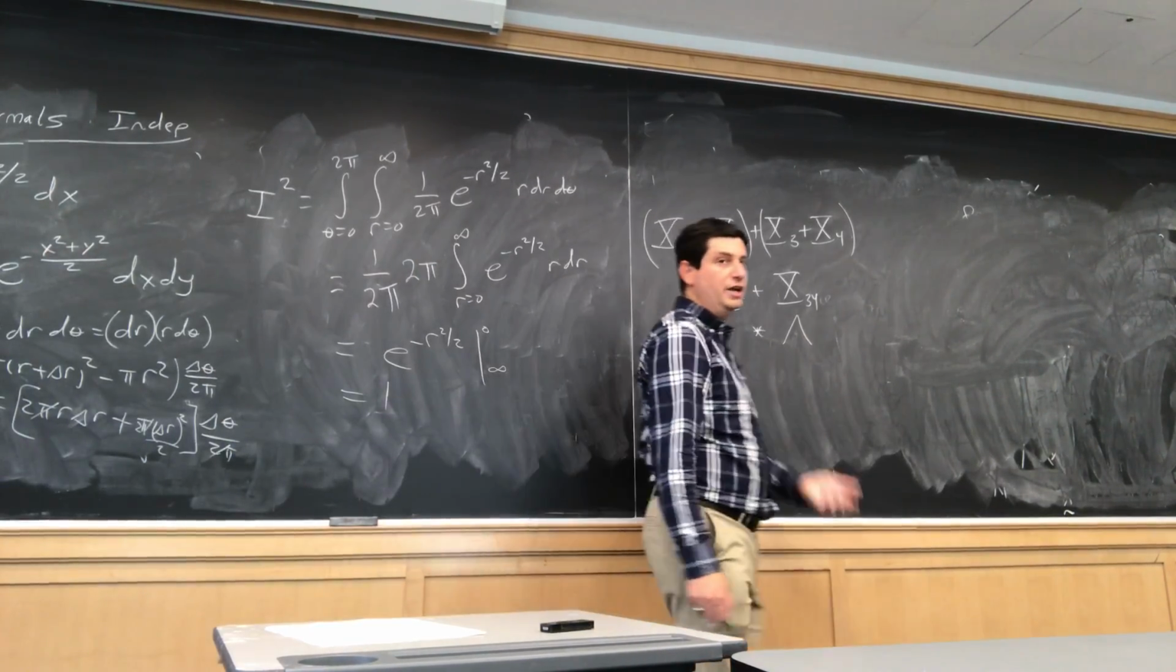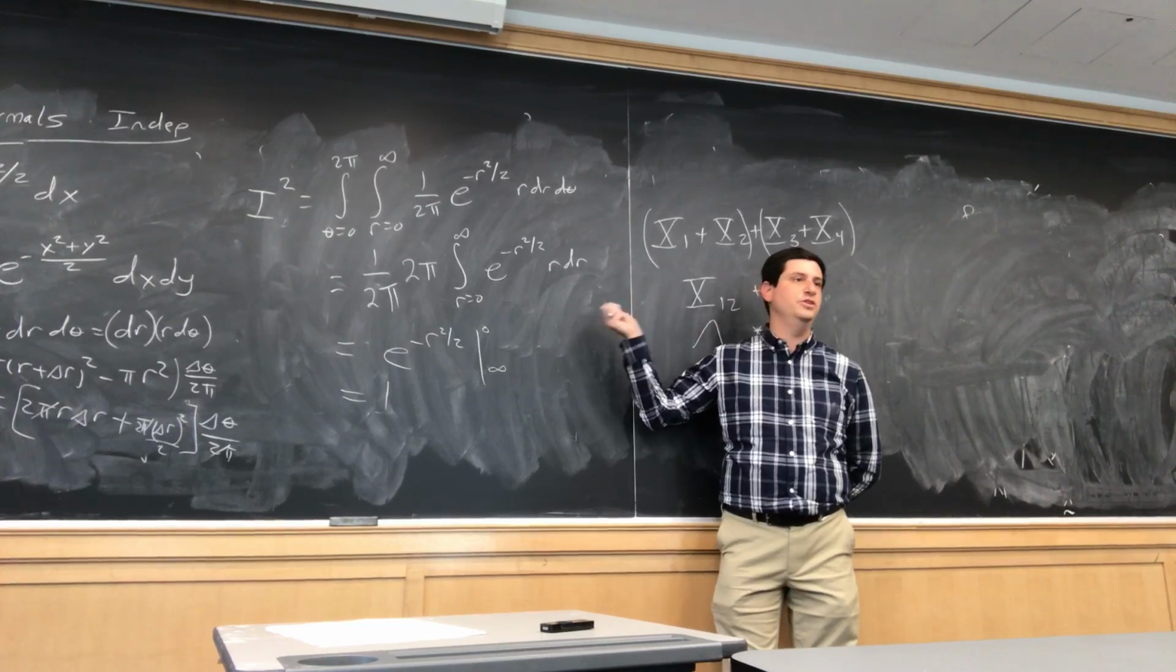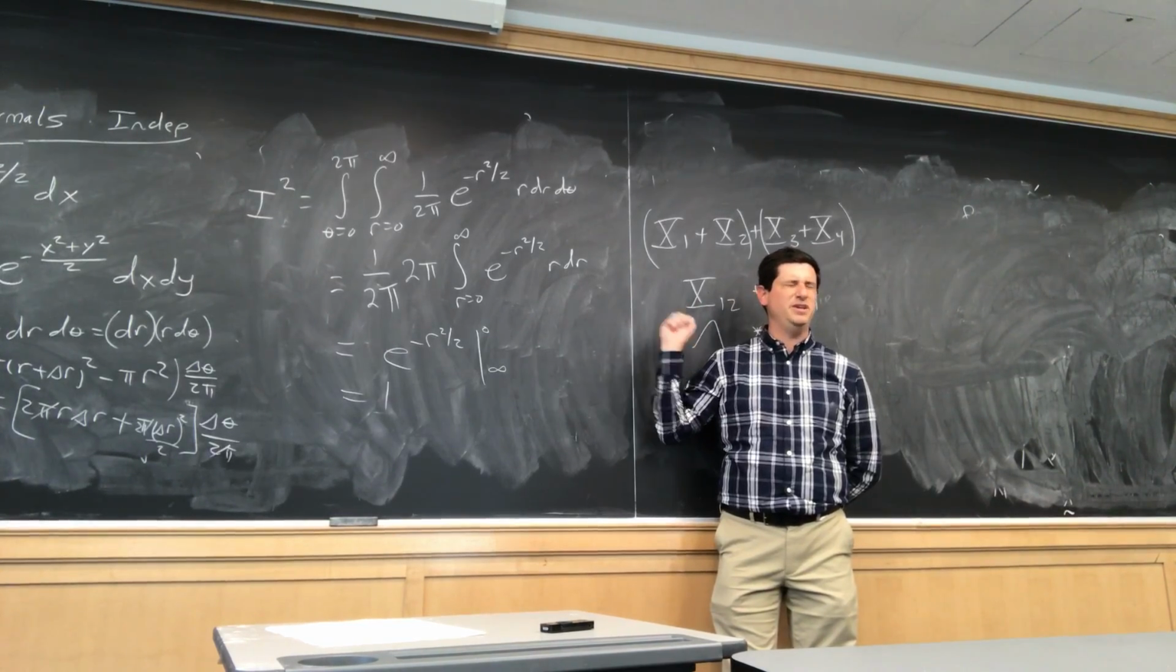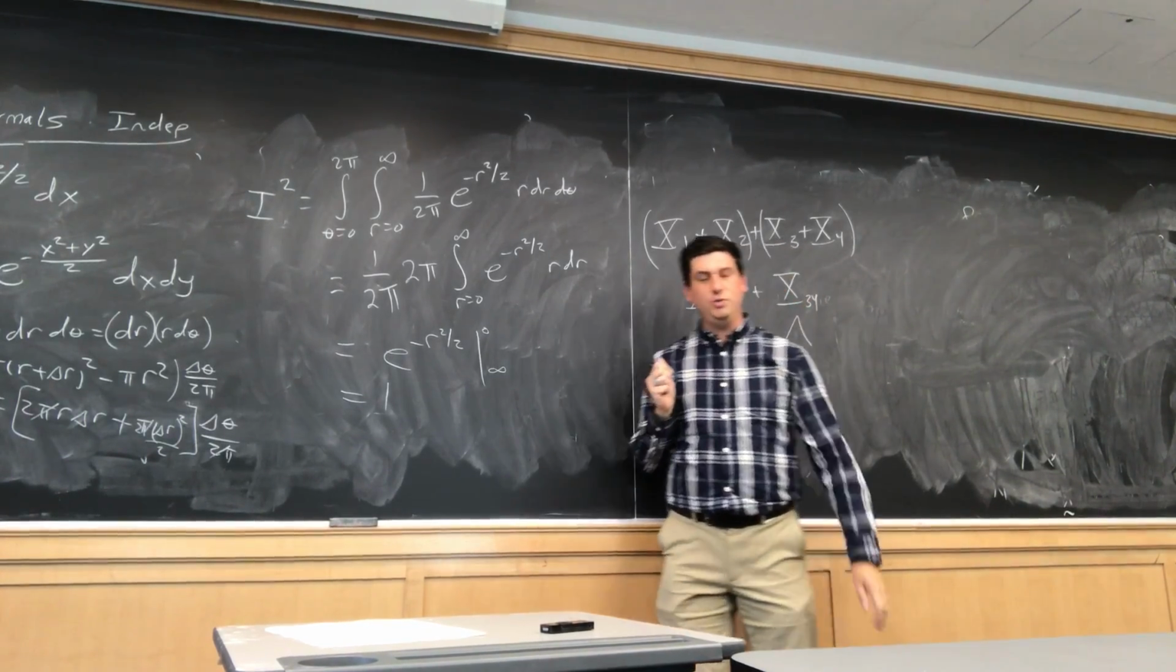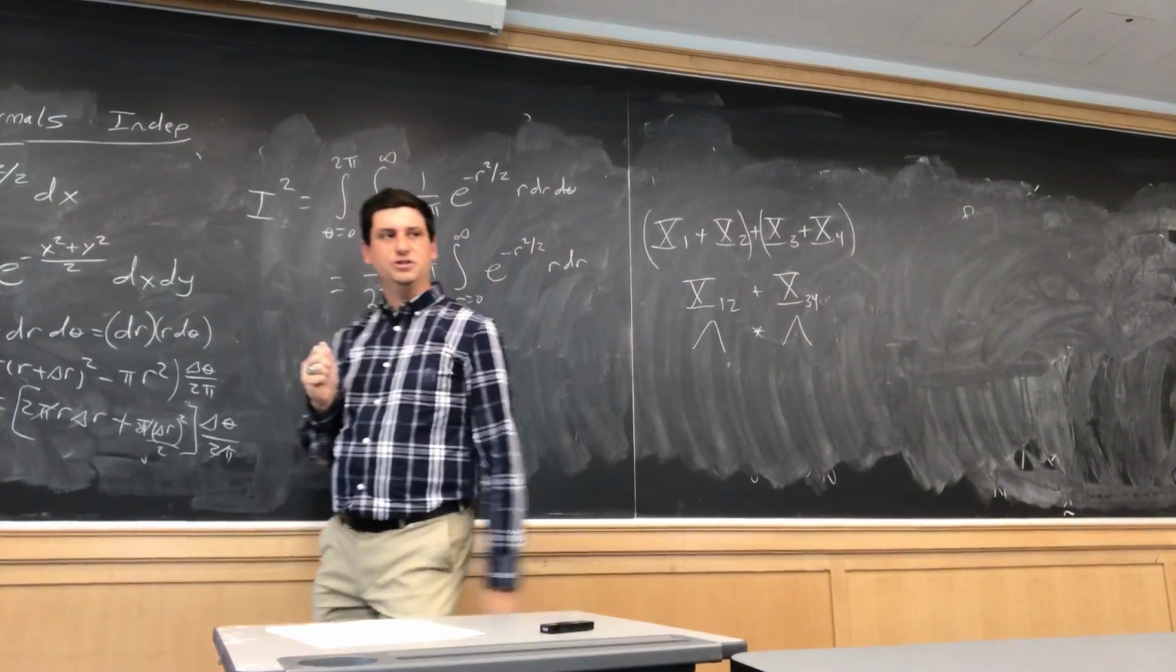Another way of viewing this is a special value of a Gaussian, which we may see later today, a special value of the gamma function, which we may see later today, depending on how things go.